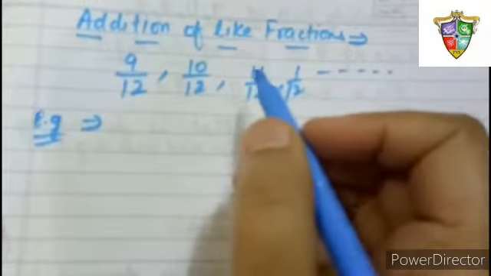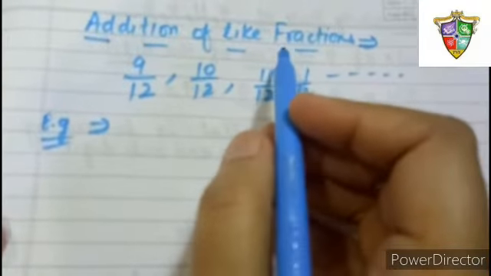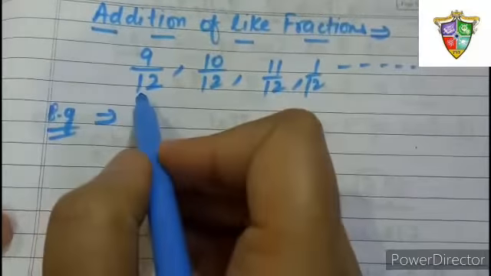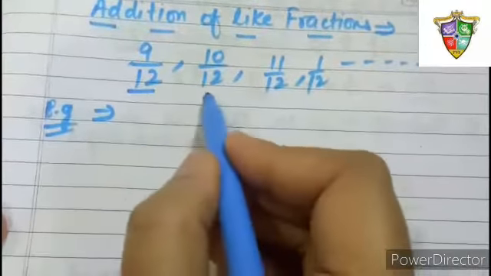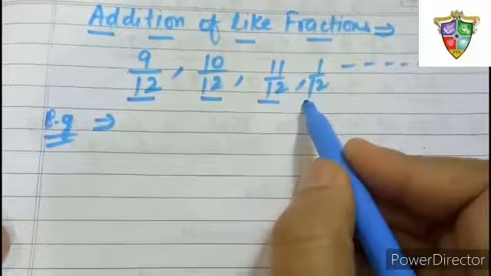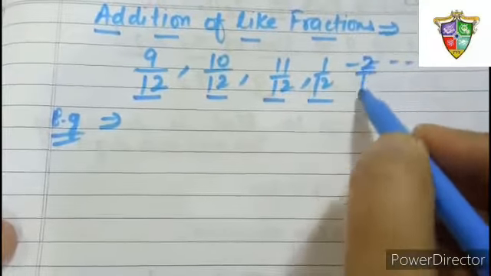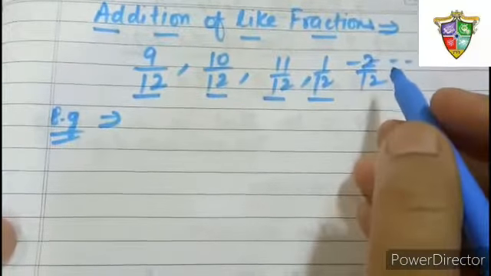In this video I'm going to tell you how to add like and unlike fractions. At the same time we will discuss how to subtract like fractions and unlike fractions. As I told you, like fractions are those fractions which have the same denominator. For example, 9 by 12, 10 by 12, 11 by 12, 1 by 12, 2 by 12. These are all examples of like fractions.